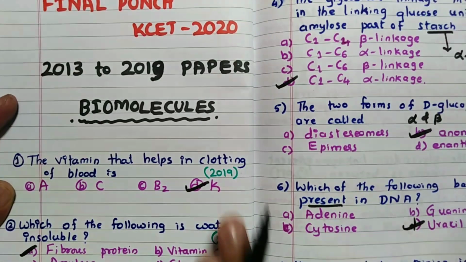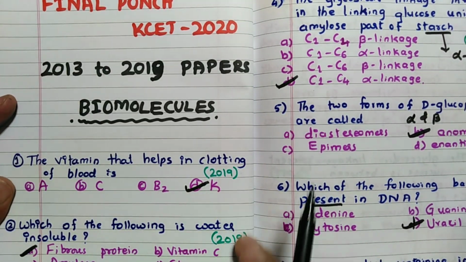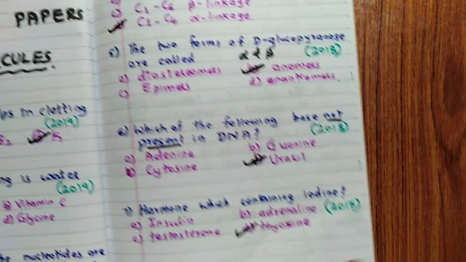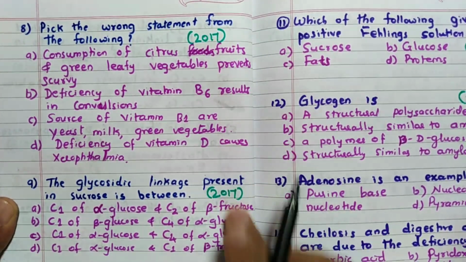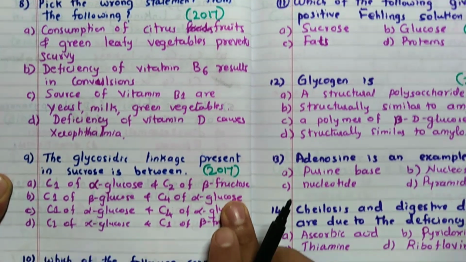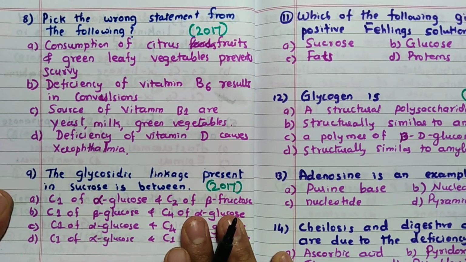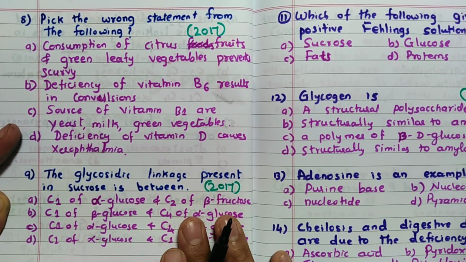I have written the year also. You can refer to the 2019 three questions, 2018 three questions, and 2017 one question, and the other two questions from 2017 we will discuss now. Pick the wrong statement from the following is a 2017 asked question. Pick the wrong statement from the following.